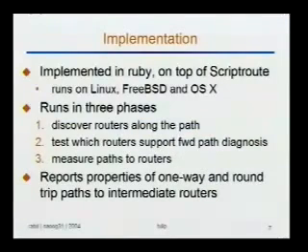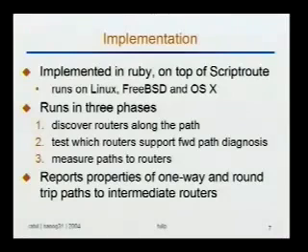Okay, implementation. Tulip is implemented in Ruby on top of scriptroute. My colleague Neil Spring was here, I think two NANOGs ago, talking about scriptroute, a very basic but flexible internet measurement tool, and it runs wherever scriptroute would basically run: Linux, FreeBSD, and OS X. It runs in three phases.